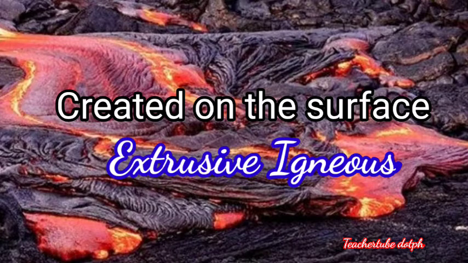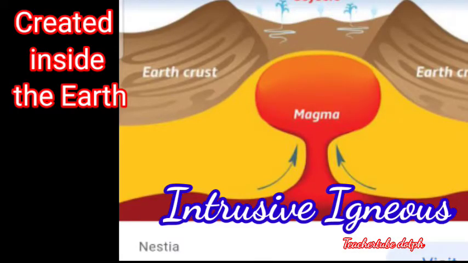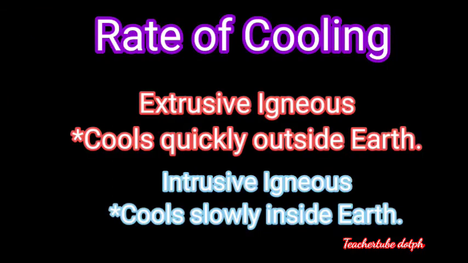Alright, another feature is where they are created. If the rock is created on the surface, where molten rock explodes, it is called extrusive. If the rock is created inside the earth, it is called intrusive igneous. And now the rate of cooling. Extrusive igneous cools quickly outside earth. Intrusive igneous cools slowly inside earth.